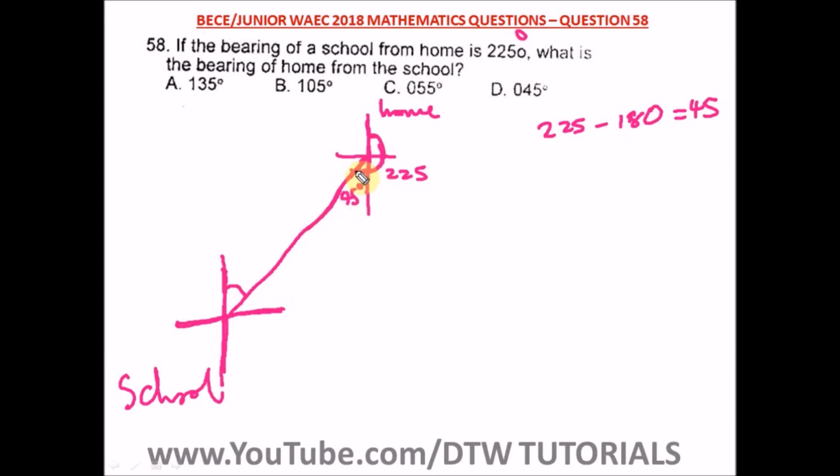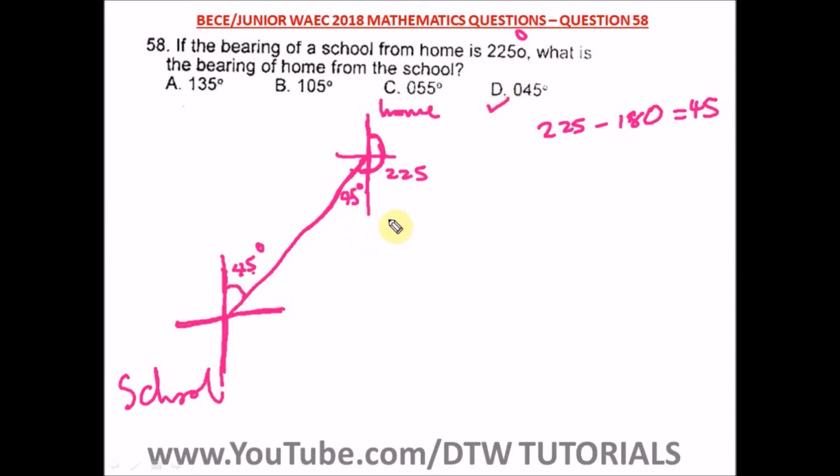If from here to here is 45 degrees, remember alternate angles. If this is 45 degrees, it means that this is also 45 degrees. So the bearing of home from the school is from here to here, which is 45 degrees. Our right option here is option D. I hope you remember bearing.